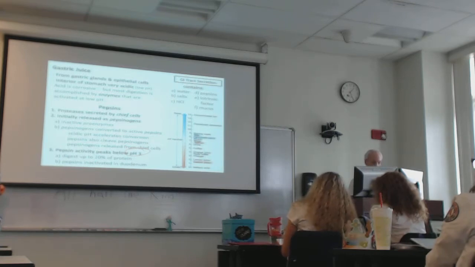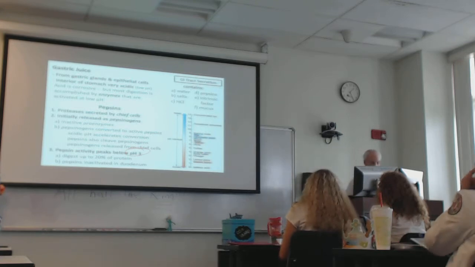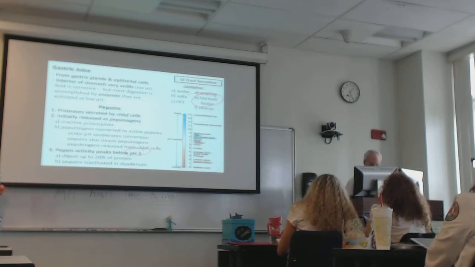But the gastric juice contains a variety of substances, including, of course, mostly water, salts, hydrochloric acid, the pepsins, lots of mucus. We'll come back to the mucus in just a moment. And then this intrinsic factor, which we said is necessary for uptake of vitamin B12.